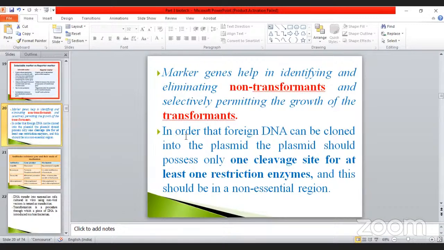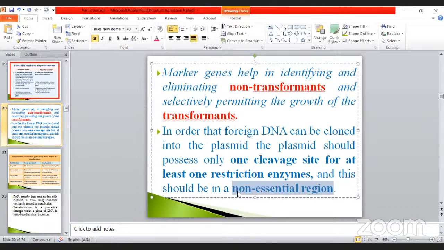Next, in order for foreign DNA to be cloned into the plasmid, the foreign DNA meaning vector DNA, the plasmid should possess only one cleavage site for at least one restriction enzyme, and this should be in a non-essential region. Already we discussed one enzyme, one cleavage site in the previous sessions. What is the use of the other region? There is no use of that one, so it can be removed. It is better for our practical procedure. Then it will be successful. Otherwise, it will not succeed.